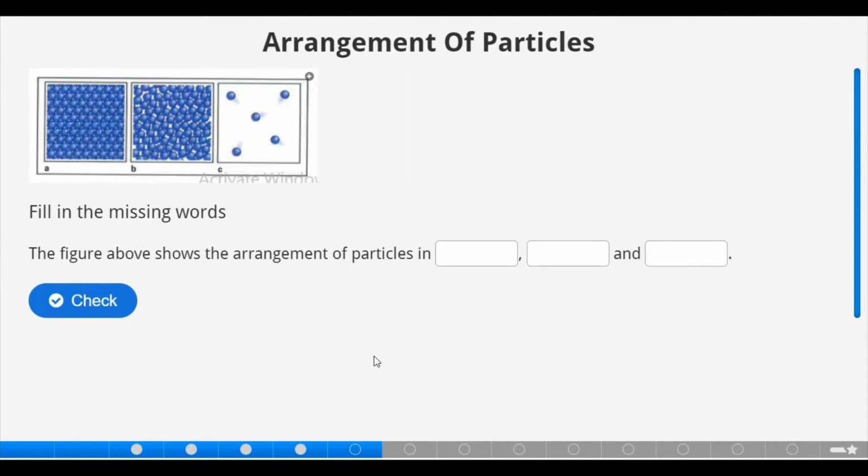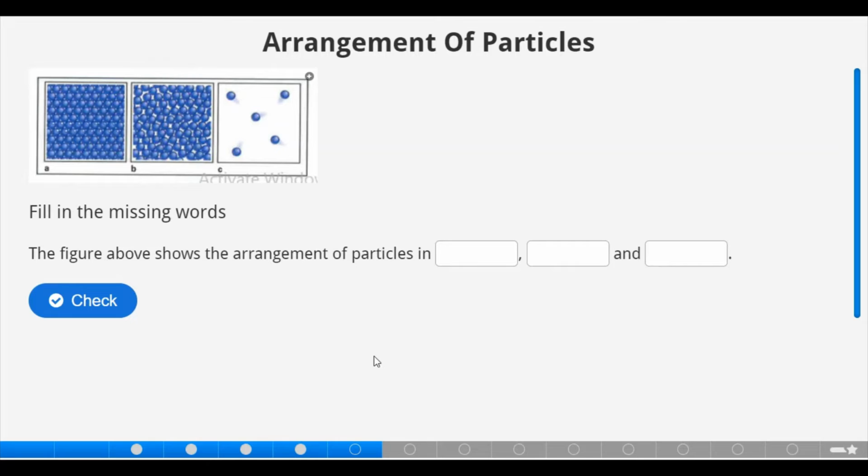Now, we are dealing with arrangement of particles. You have to observe the diagram above. Looking at figure A, figure B, and what? Figure C. In figure A, the particles or atoms are closely packed. In figure B, they are loosely packed. While in figure C, the atoms are free to move. So we have to fill in the missing words.